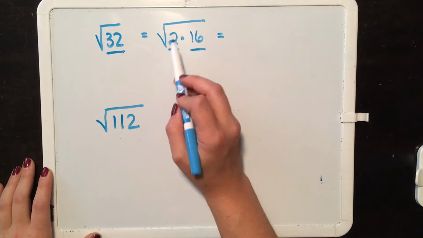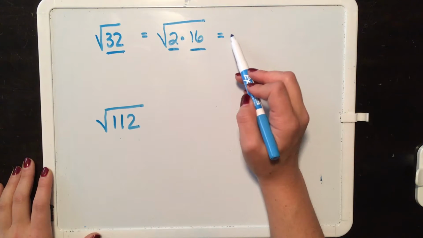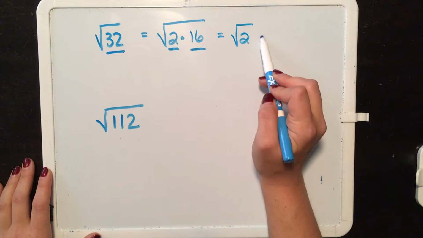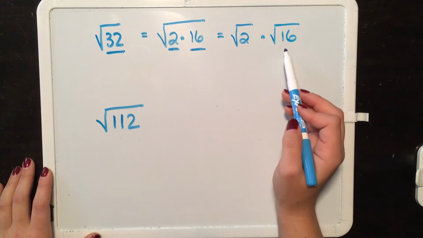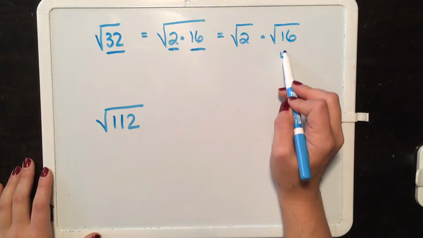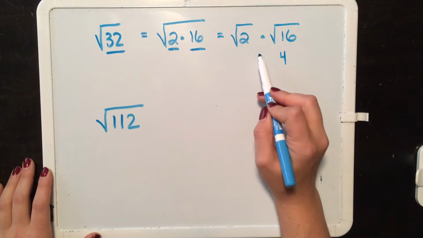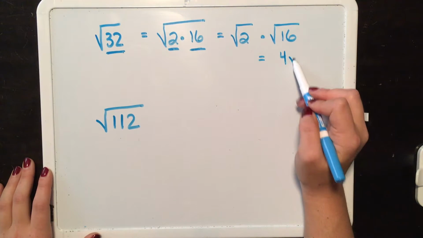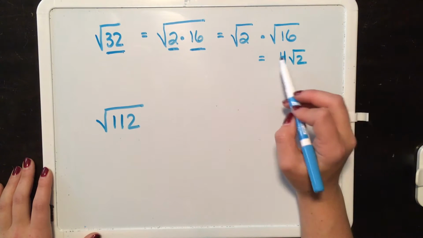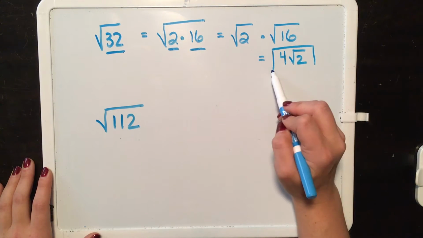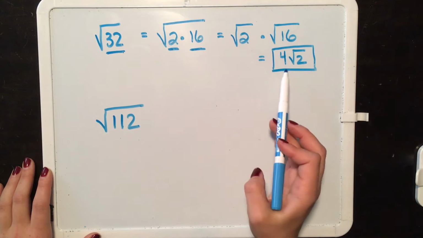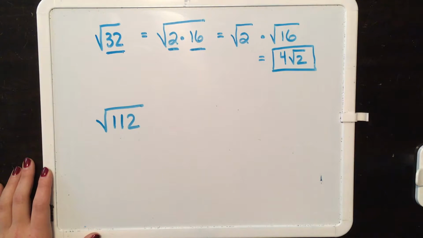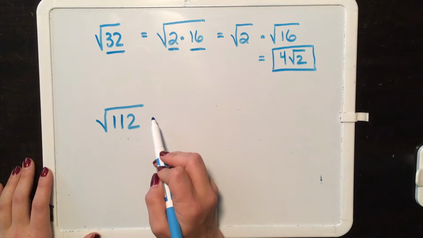So because it's multiplication underneath the square root, we can break this up into two square roots multiplied together. The square root of 16 is 4, and the square root of 2 we will leave underneath the radical because it's not reducible. So the square root of 32 reduces into 4 times the square root of 2. Let's do the same thing with 112.